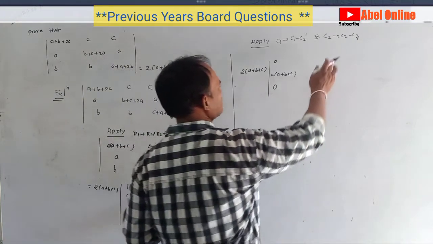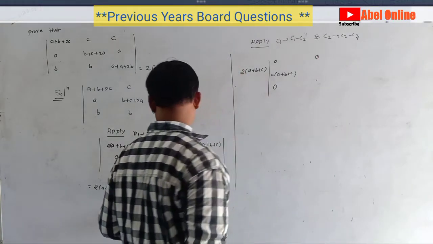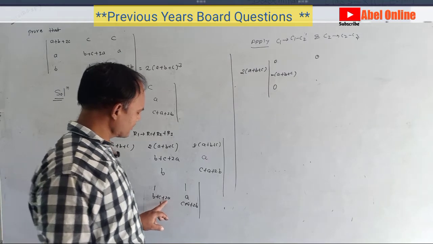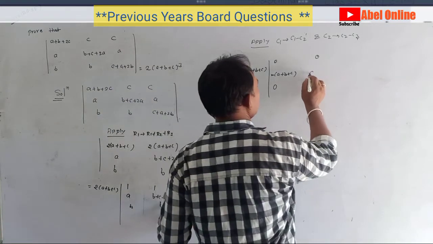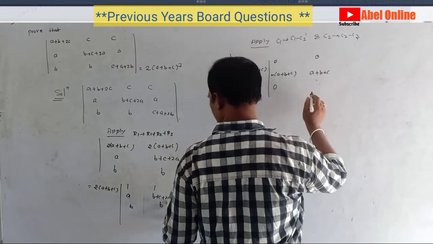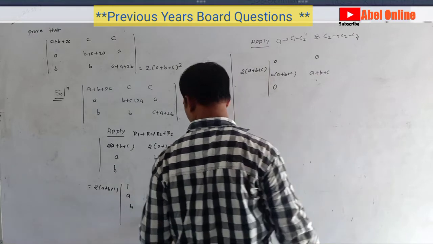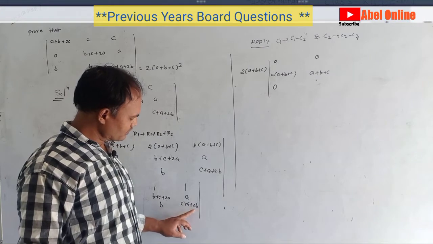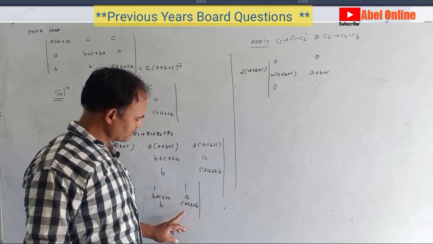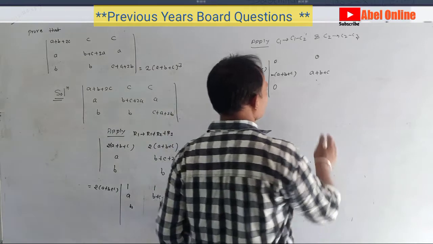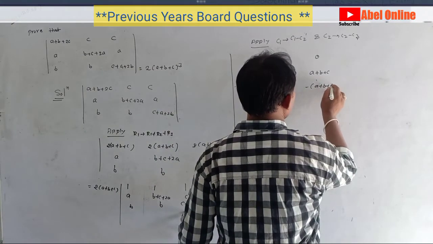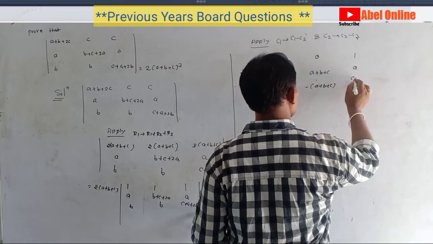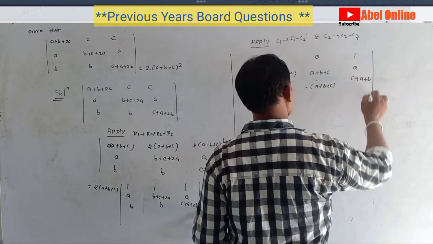c2 minus c2, c2 minus c3, it is 0. It is b plus c plus 2a minus a, so it is b plus c plus a, which is a plus b plus c. What about here? It is b minus c minus a minus 2b, so we can say that it is minus a minus b minus c. So it is minus a plus b plus c. The third one is the same. We are not going to apply any operation here, so it is c plus a plus b.